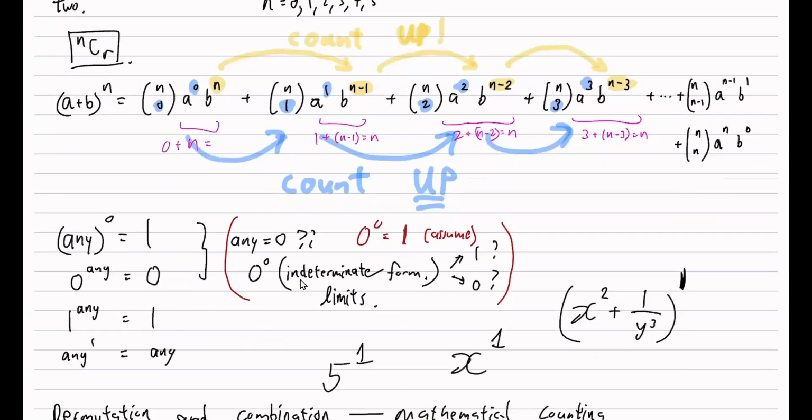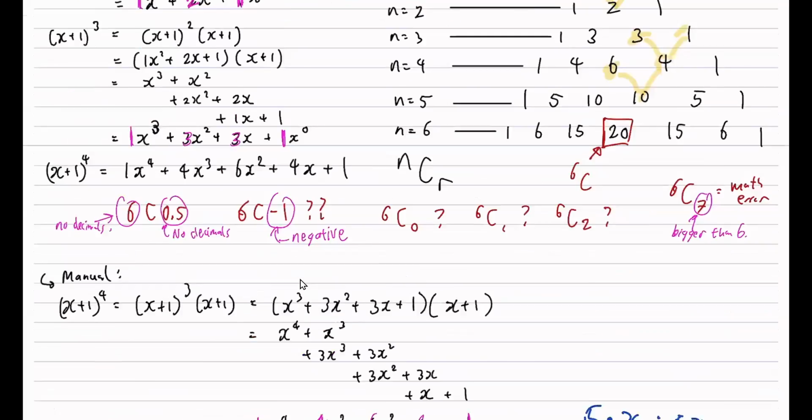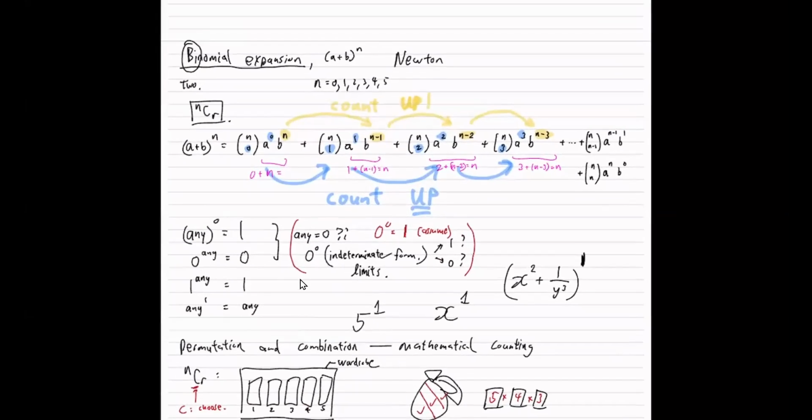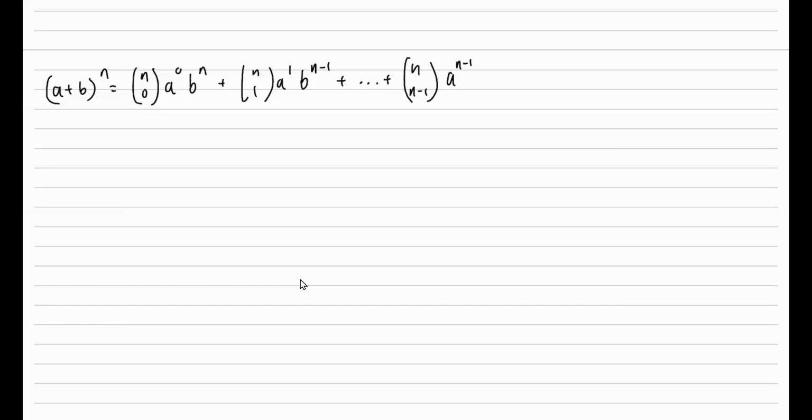Okay, let's try some examples and see how we can use that formula. Maybe I'll just rewrite it. So the formula goes like this: a plus b power n equals n choose 0 times a power 0 times b power n, plus n choose 1, a power 1, b power n minus 1, and so on, until n choose n minus 1, a power n minus 1, b power 1, plus n choose n, a power n times b power 0.